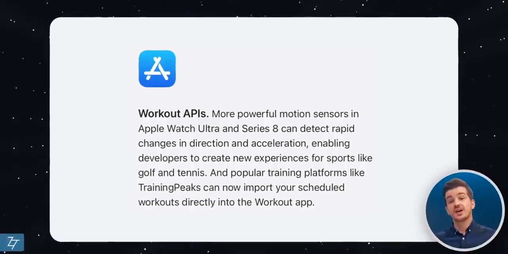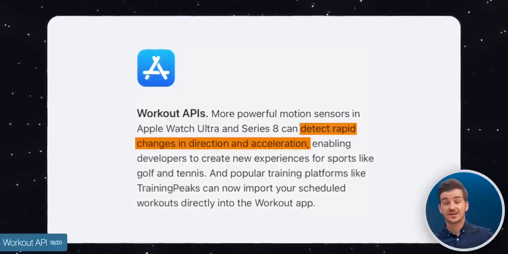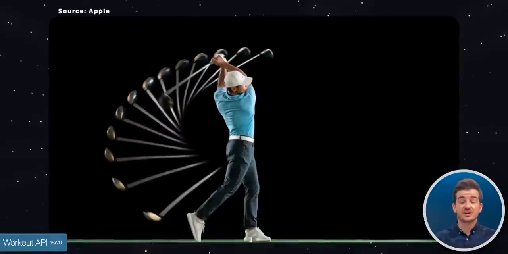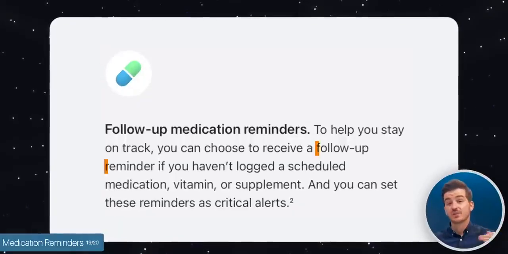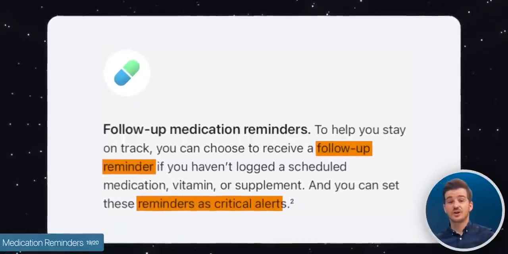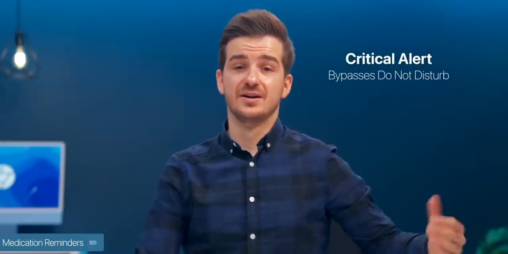And we now get a new API that takes advantage of the new accelerometer inside the Series 8 and the Ultra, which means that those developers can now make better apps for improving and tracking your golfing, for example. And if you use medication reminders, you can now get follow-up reminders, and these can be critical alerts too that would bypass the Do Not Disturb mode.